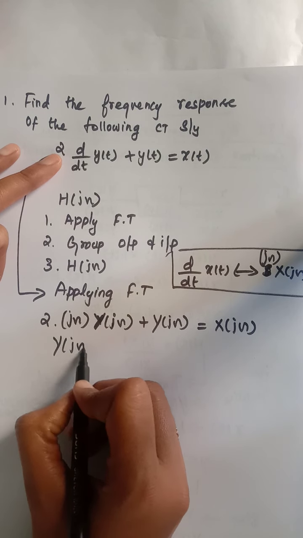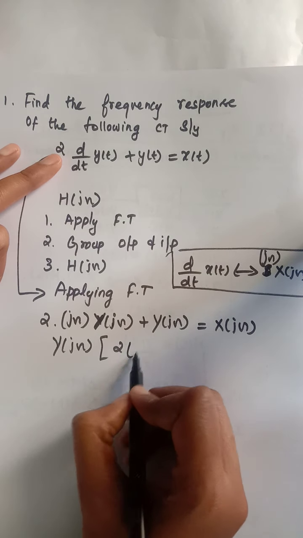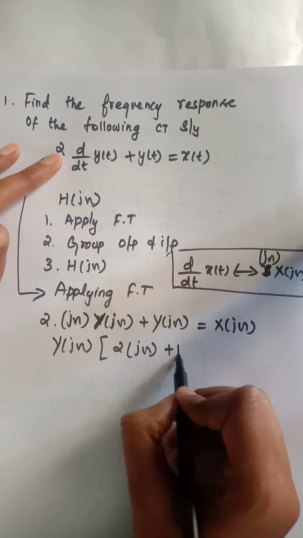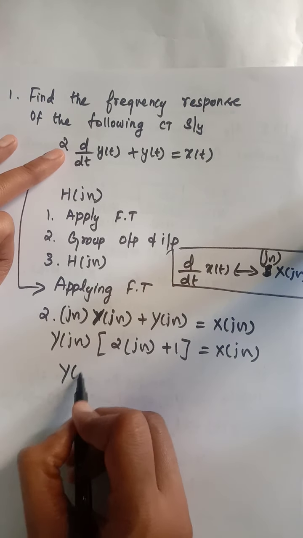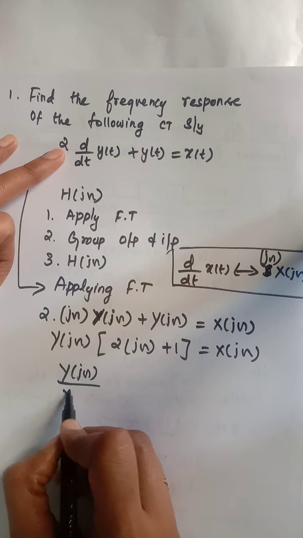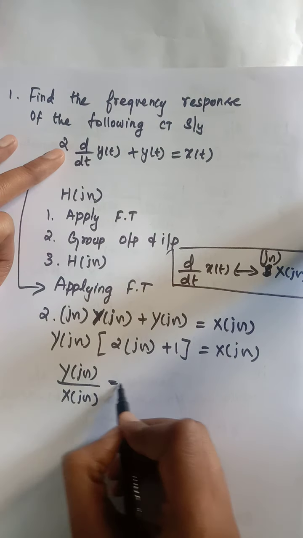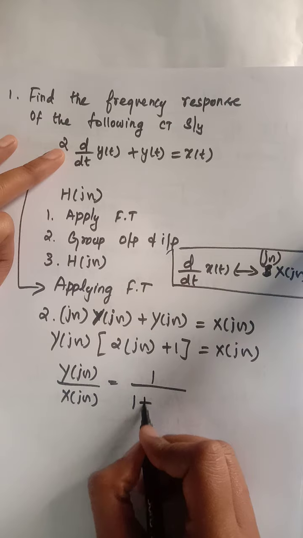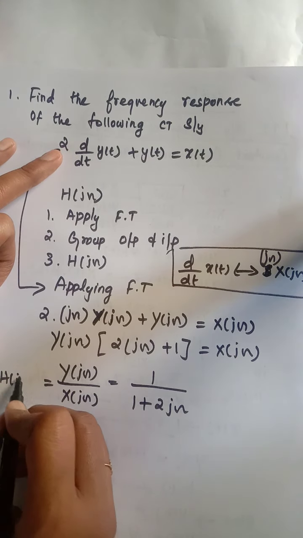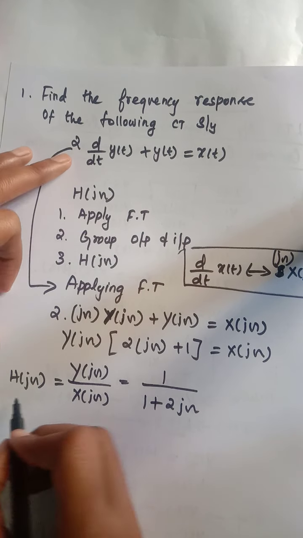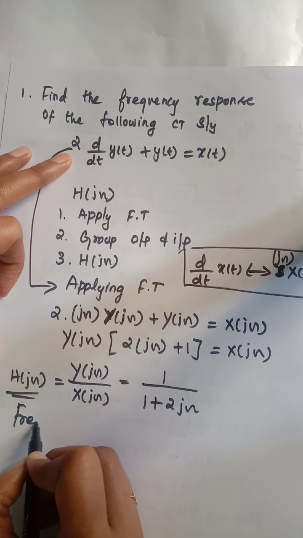Now take Y of j omega outside. So Y of j omega times (2 j omega plus 1) is equal to X of j omega. So Y of j omega by X of j omega is equal to 1 by (1 plus 2 j omega), which is nothing but your H of j omega. So this is the frequency response.